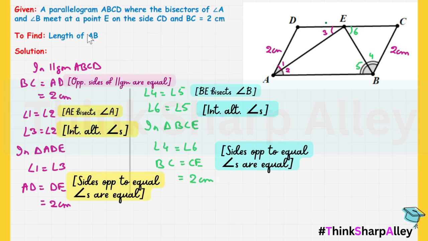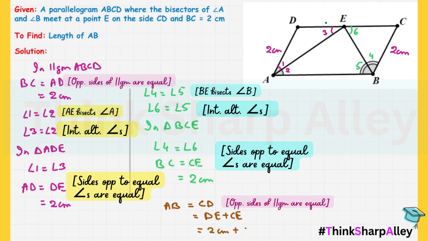So now I need to find the length of AB. So AB, which is equal to CD. Again, reason is opposite sides of parallelogram are equal. But CD can be broken into DE plus CE and DE is 2 cm plus CE is also 2 cm. So that gives me 4 cm, which is my answer.